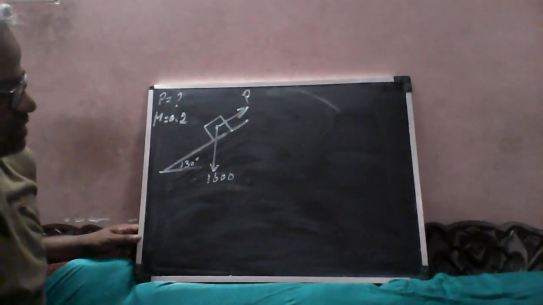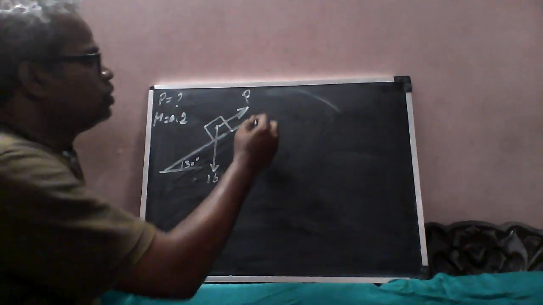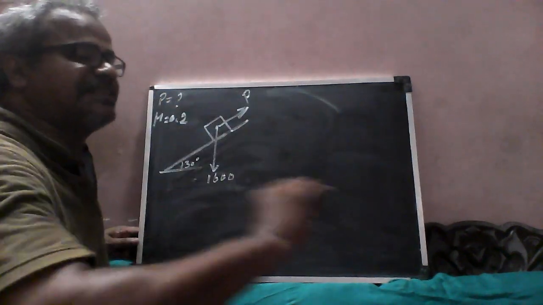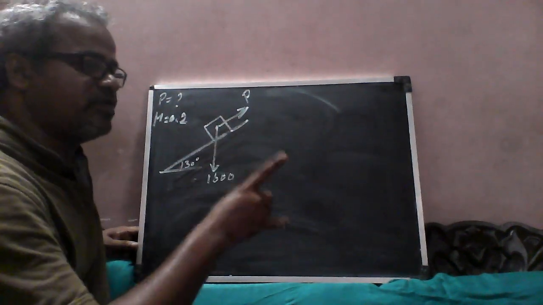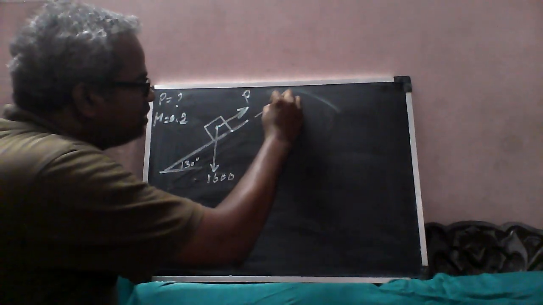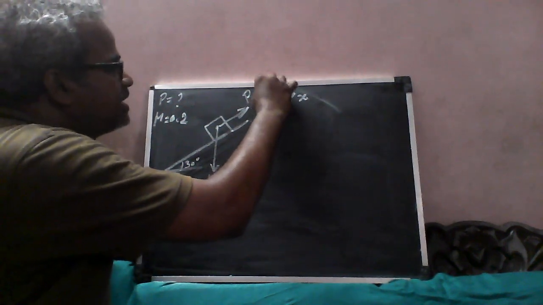So how to solve this? It is similar to the previous problem. What you have to do, you have to consider the contact surface as x-axis. Previous problem also we have considered the contact surface as x-axis. Similarly here, you consider the contact surface as x-axis, perpendicular to this as y-axis.